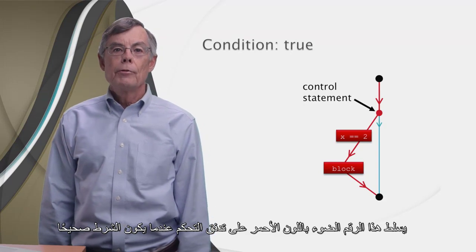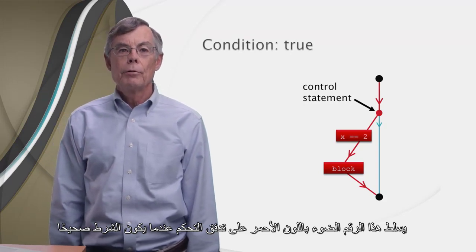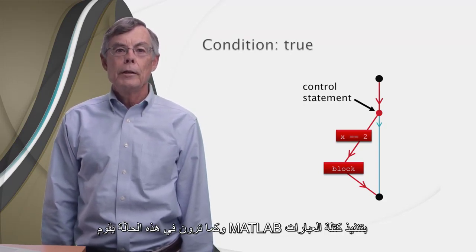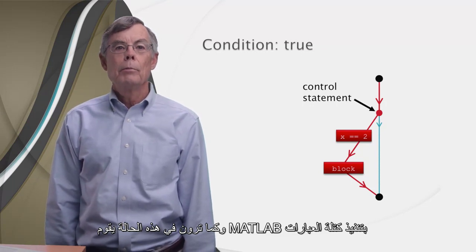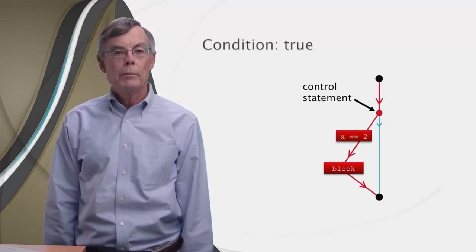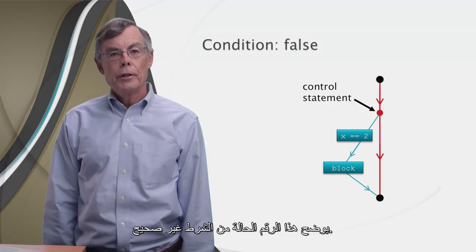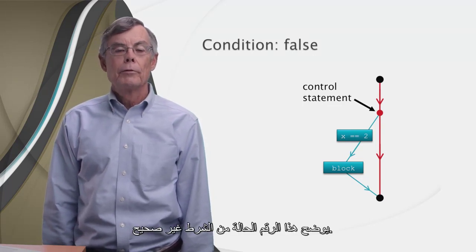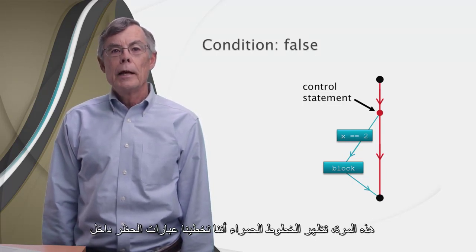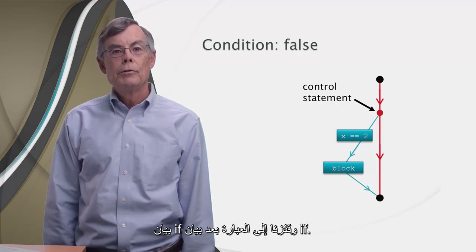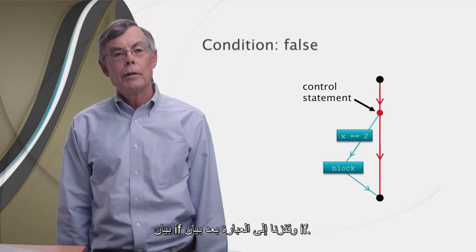This figure highlights in red the flow of control when the condition is true. As you can see, in this case, MATLAB executes the block of statements inside the if statement. This figure shows the case when the condition is false. This time the red line shows that we skip the block of statements inside the if statement and jump past it to the statement after the if statement.